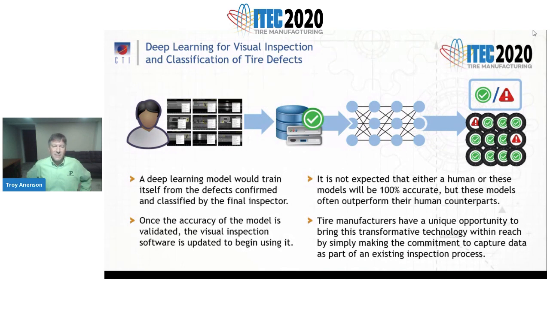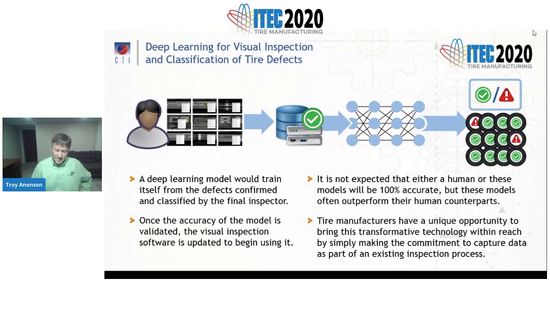If labeled data is not being produced as part of a normal production process, it can be prohibitively expensive to generate. That's why tire manufacturers have a unique opportunity to bring this transformative technology within reach by simply making the commitment to capture data as part of an existing inspection process. Multiple tire factories within the same organization can share their captured data, training the deep learning model even faster and even more accurately.